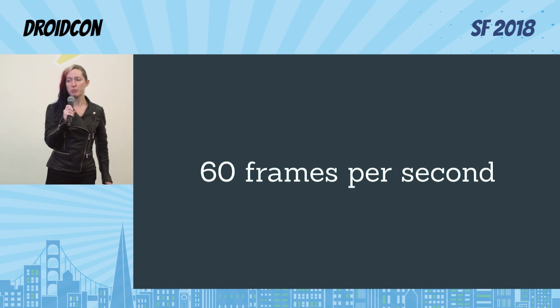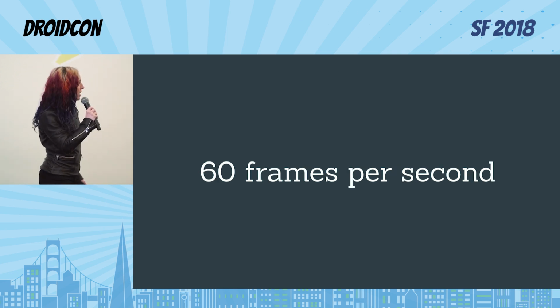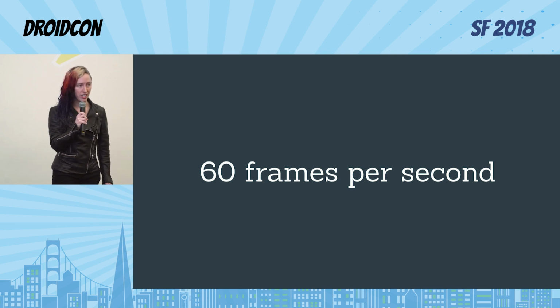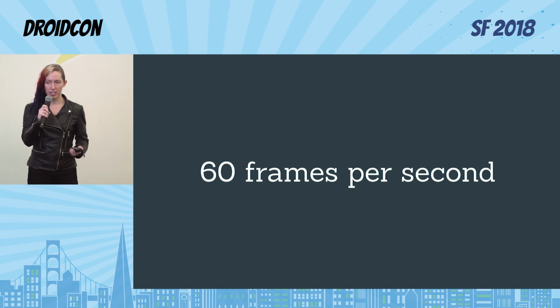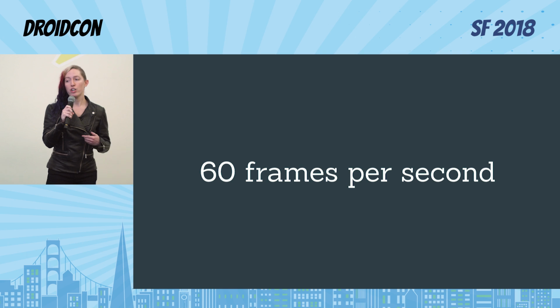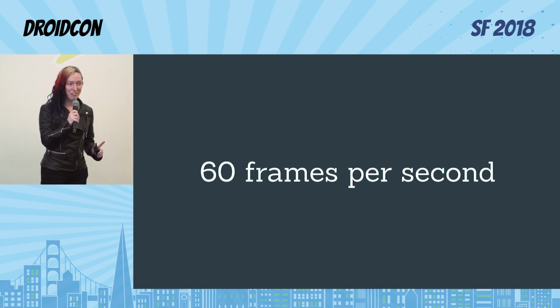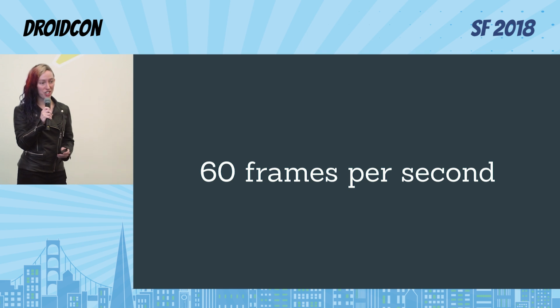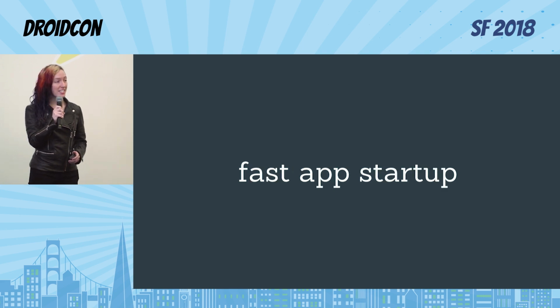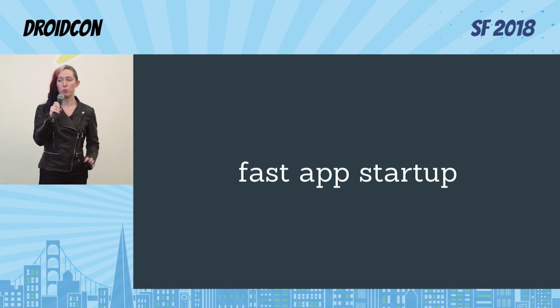First, 60 frames per second. So 60 frames per second is the magic number for smooth interaction. As long as you can get your work done in time to draw the next frame, you're good. But if you drop one, users will notice, and they really will, even if you just drop one, and that's what we call jank. And second, we don't want our users to have to wait.